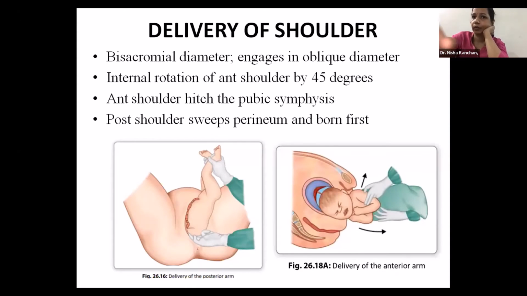Yeah, so bisacromial, as I told you, will not engage in AP. Bisacromial diameter will engage in oblique, undergo internal rotation 45 degrees, and come into AP. After coming into anterior posterior, anterior shoulder hitches the pubic symphysis and the posterior shoulder delivers first, as in the first picture. After that, you pull the baby down and deliver the anterior shoulder. In cephalic presentations, you deliver the anterior shoulder first and then you pull out the posterior shoulder. In breech, the posterior shoulder will be delivered first, followed by the anterior shoulder, the opposite. Okay. Next slide, please.